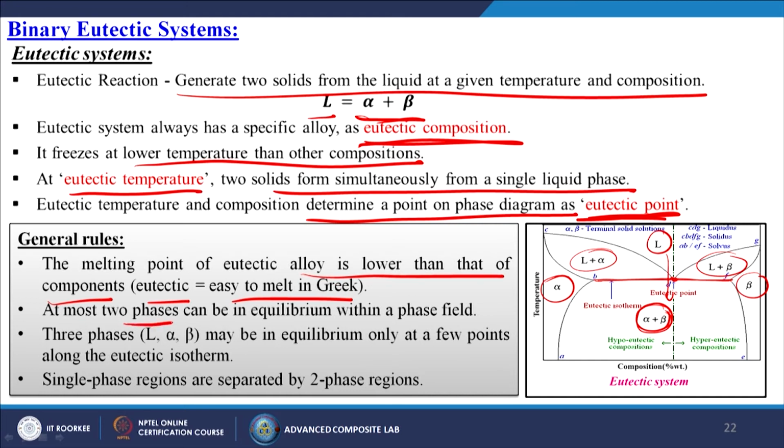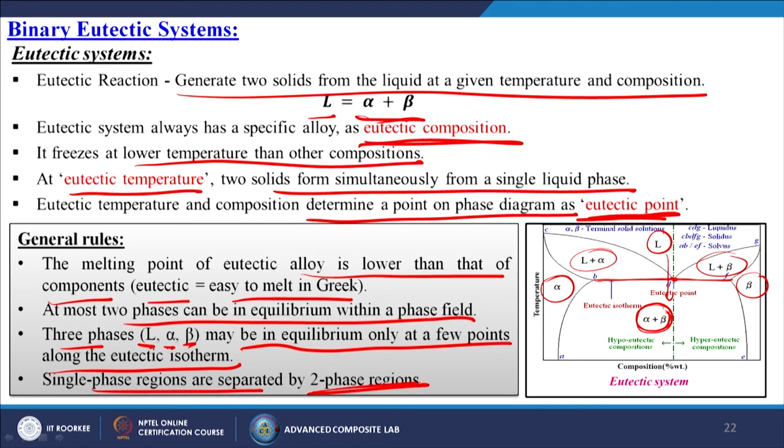At most two phases can be in equilibrium within a phase field. Three phases like L, alpha and beta may be in equilibrium only at a few points along the eutectic isotherm. Single phase regions are separated by two phase regions.